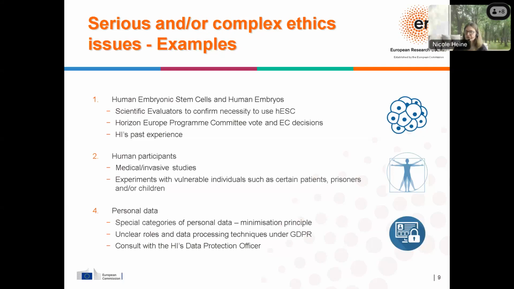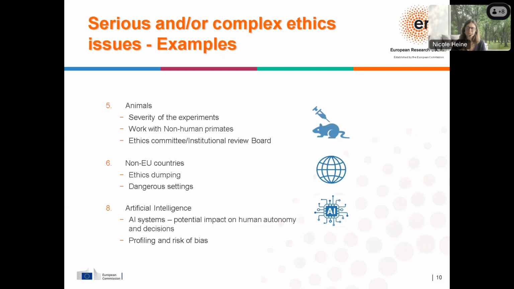Okay. So serious and complex ethics issues. Human participants, for example, where you have medical invasive studies, might be one. Ethics proposals involving special categories of personal data, animals in particular, where work with non-human primates is involved. Non-EU countries where there's a risk of ethics dumping, and I'm rushing through this. In the era of artificial intelligence, you need to think through the potential impact on human autonomy and decisions. All of this is very well described in the guide on serious and complex ethics issues.